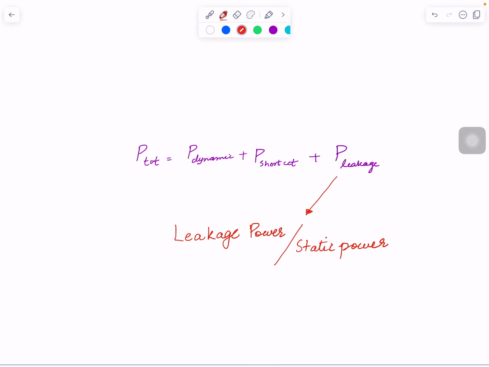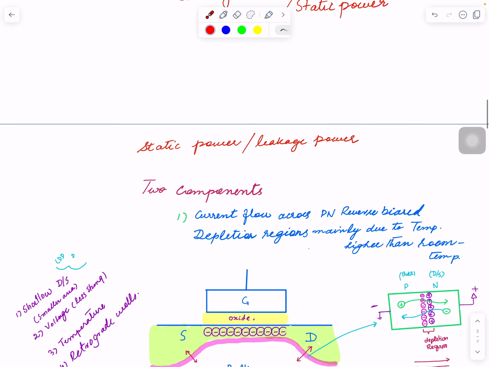Welcome back. Today we are going to look into the final component of power, and that is called the leakage power, or also static power. We already looked into dynamic power and short circuit power. So let's dig into it.